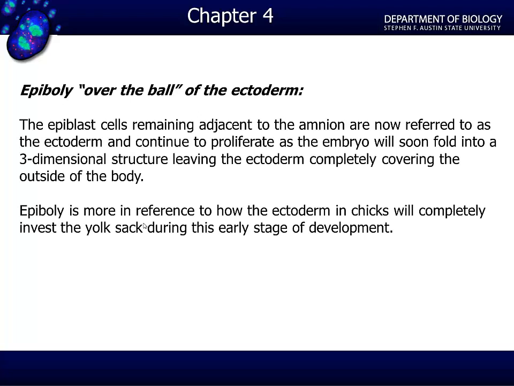Now, we've talked about the formation of the endoderm. We've talked about the formation of the mesoderm. Now, the epiblast cells that remain on the surface that are adjacent to the amnion, we now call them ectoderm. It's not that they've really changed or differentiated, done anything differently. They're just there. And this epiboly is a term. Epiboly literally means over the ball. And this is more in reference to how things develop in chickens, because they're going to completely invest the yolk sac. And in human development, we're only going to see a portion of this yolk sac type endoderm being invested and become part of our developing gastrointestinal tract.